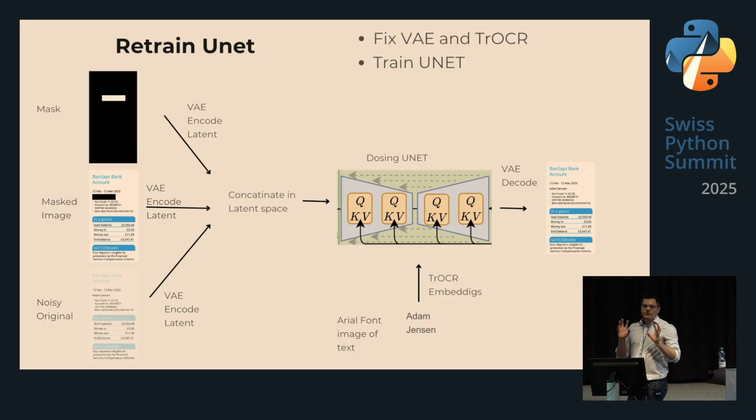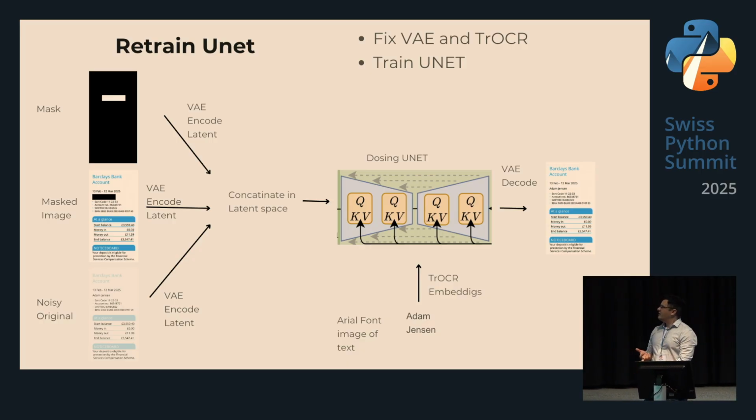Then we retrain the UNet. So we take 3 variants of the underlying image, a masked image, and an original noisy image. We select a region of text that we want to sort of reconstruct. We re-inject, we concatenate, we encode these into a latent space, concatenate them, and feed them to the UNet. We then feed the original text that we've masked out in, and we try to get the model to reconstruct the original image, and we create a training loop based off this.